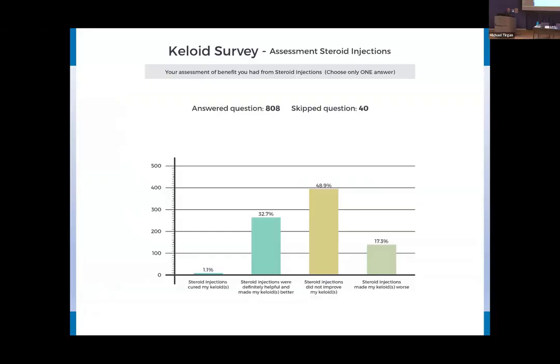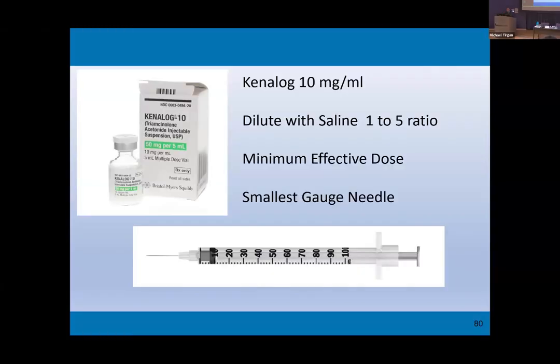The true response rate, where the patient was basically cured, was about 1%. 32% tell you the keloid got better. Almost 50% tell you it didn't make any difference. The issue is here: 17% tell you the keloid got worse. This is something that's unreported in the medical literature other than this publication.